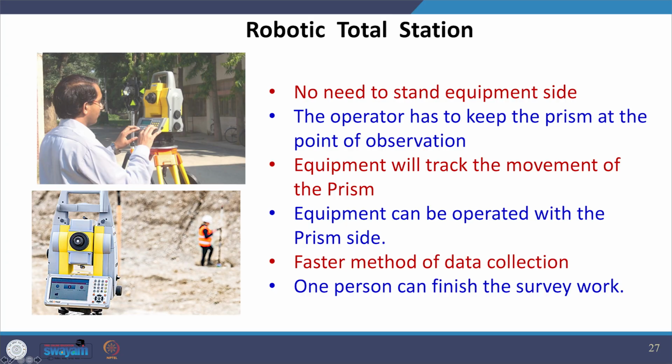Then there is a further development: the robotic total station. That means you do not have to stand near the equipment; the instrument will track your movement. You simply carry the prism pole, and the prism pole has a sensor attached to it, and the sensor in the equipment and the prism pole communicate with each other.